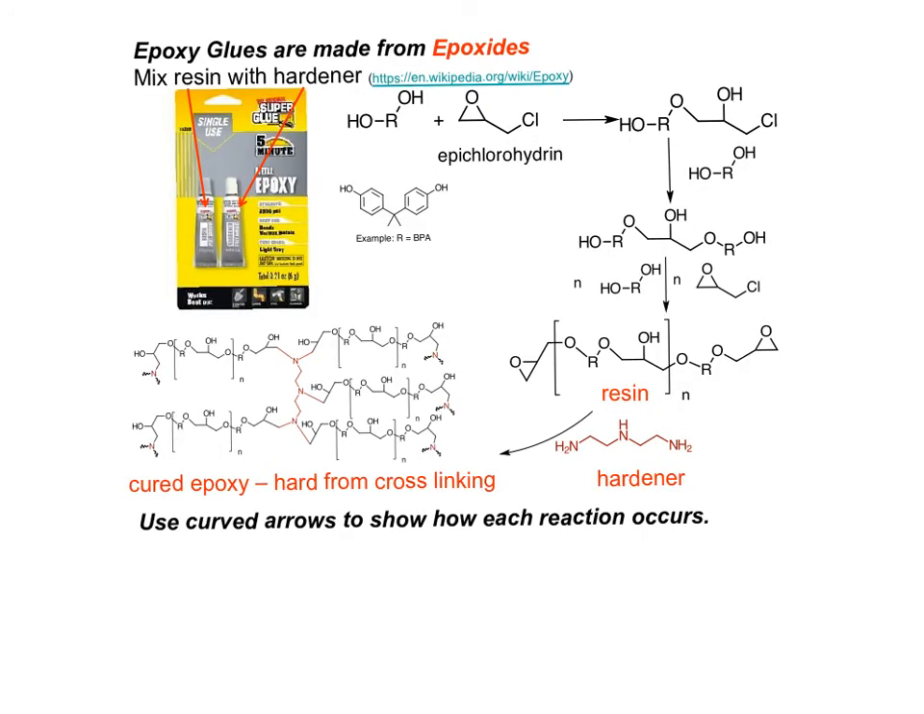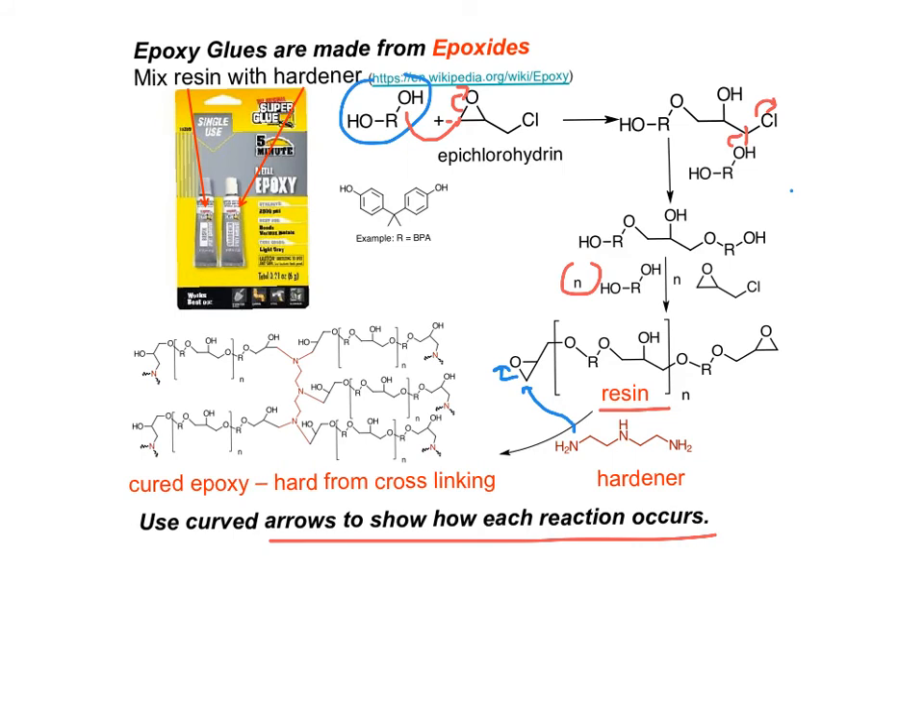So epoxides are used to make epoxy glue. Stop the video and use curved arrows to show how each reaction occurs. In the first step, note that this is our nucleophile, so it will react with the epoxide. In the second step, note that another substitution reaction occurs. Note that these reactions occur many times to make the resin. And the hardener reacts with the epoxide part of the resin to form the cross links and make the cured epoxy hard.